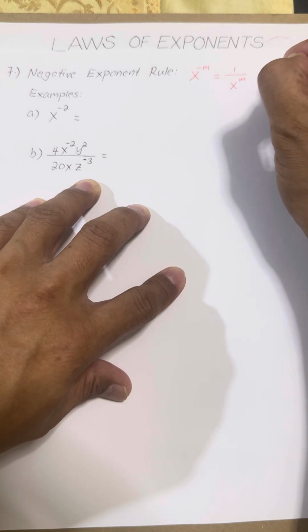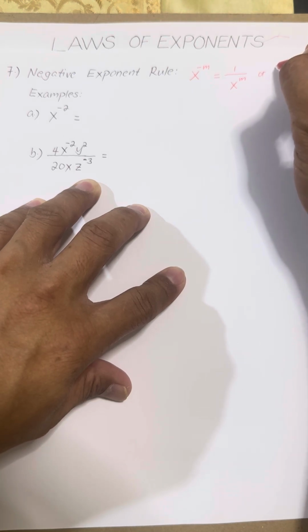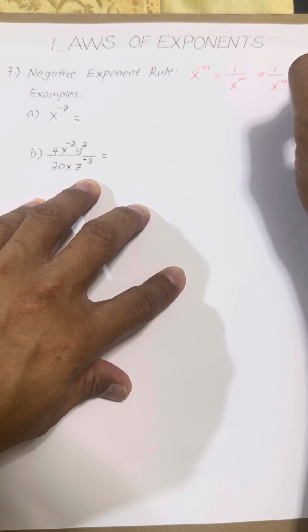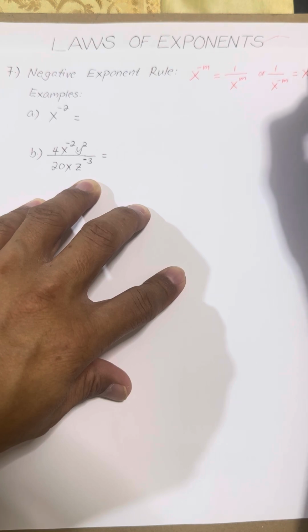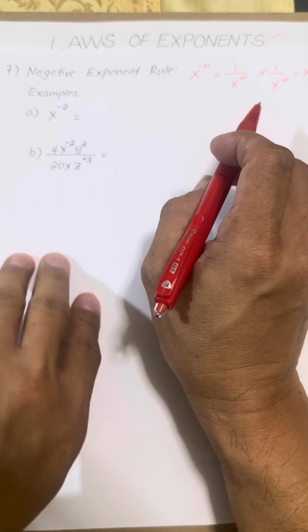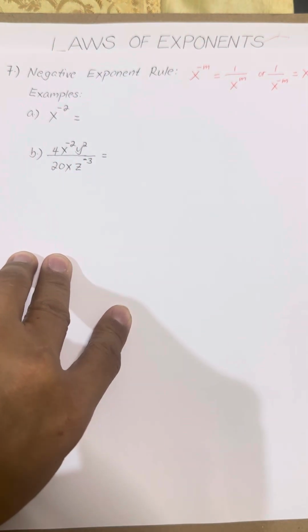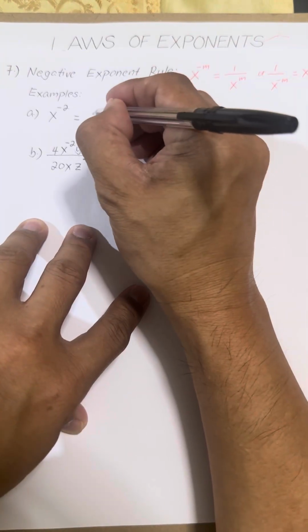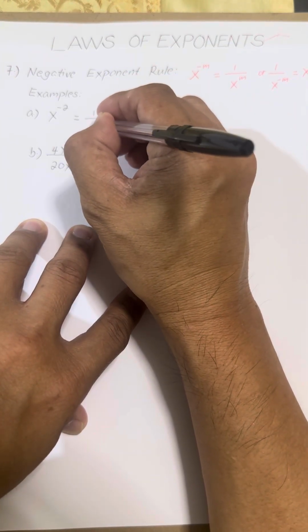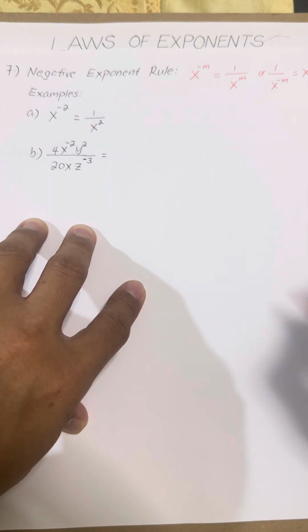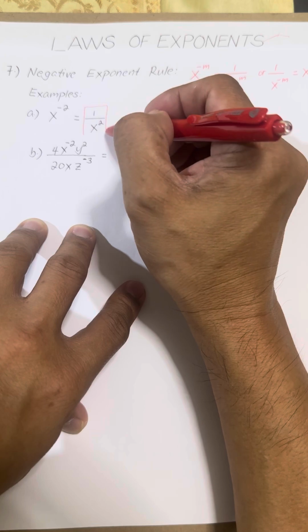Or there are times that you're given 1 divided by x to the power negative m. So this is equal to x to the power positive m. This is what we call the negative exponent rule. For example, if you're given x to the power negative 2, this is just the same as 1 over x to the power positive 2. Okay? So this is our answer.